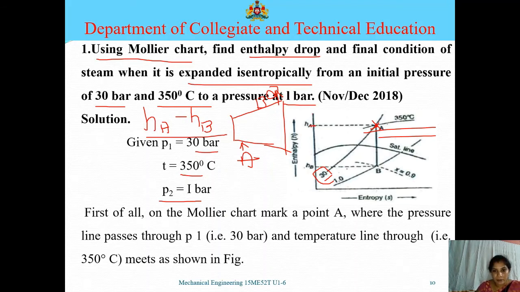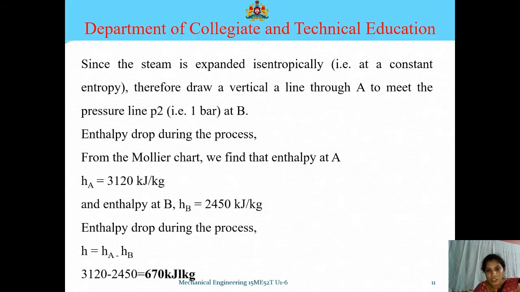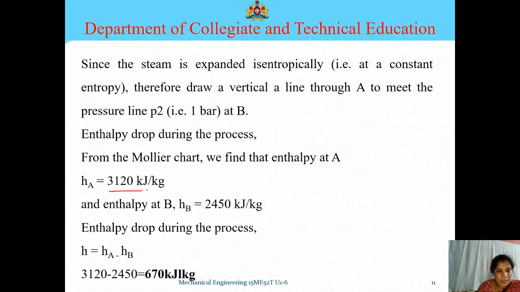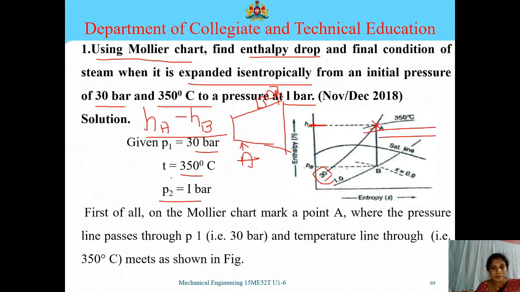So the value of enthalpy at this particular point is HA. Understood? I'll show it here itself. If you draw a straight line, we know that the y-axis indicates the enthalpy, therefore at this particular point, I'll get the value of HA. So what is the value? We have got it. The value of HA is 3120 kilojoules per kg. Okay, so now I got the value of HA.